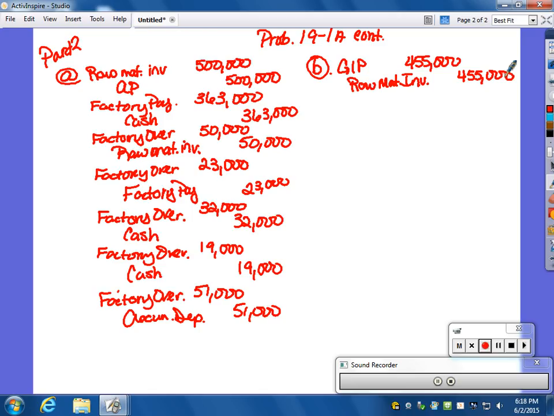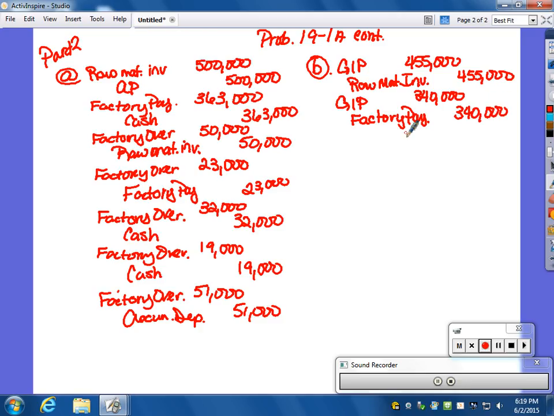So we also have to do direct labor. This was for direct materials. What about direct labor? 340,000. So we still do debit goods in process, credit what at this point? Raw material inventory. No, we're doing direct labor. Factory payroll. Oh, okay. How much is it? 340,000.